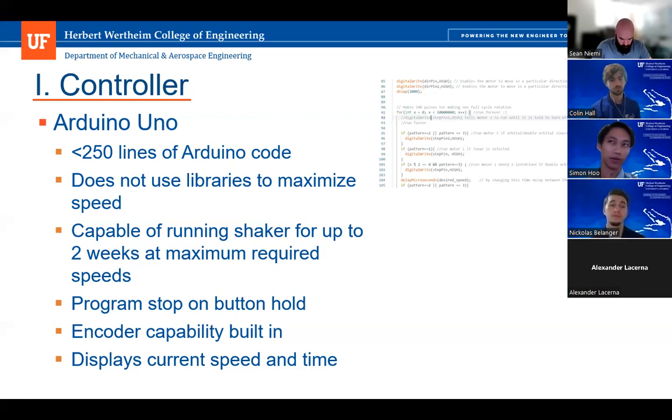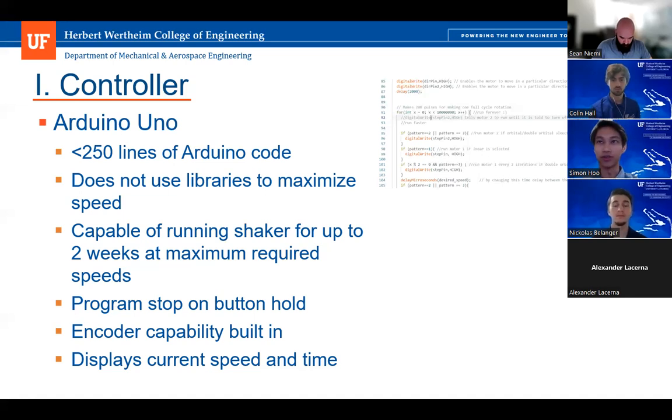And we also have encoder capability built into the code. The encoders aren't currently being used because of issues that we had during testing, so it's commented out. But there is capability for encoders to be used in future versions of the shaker table.